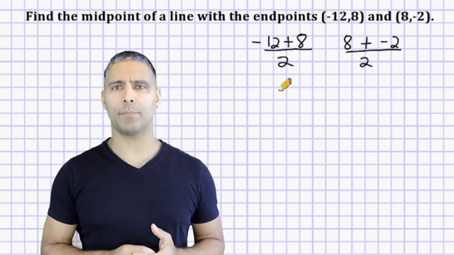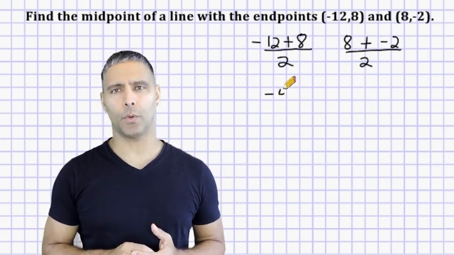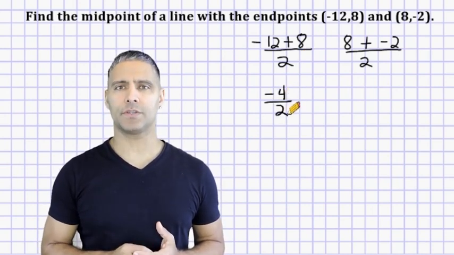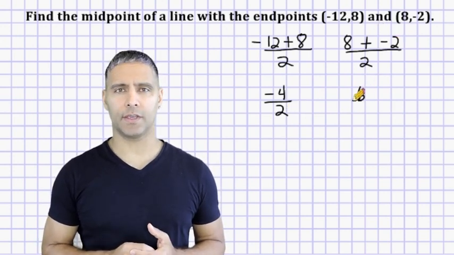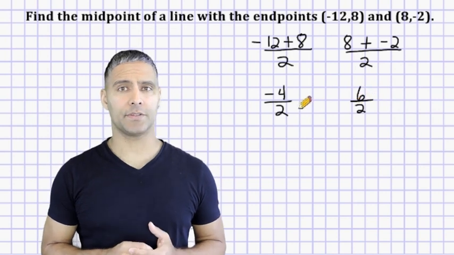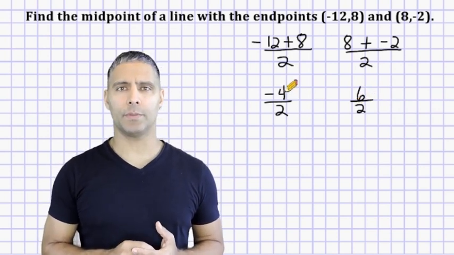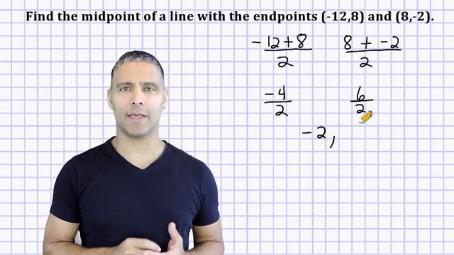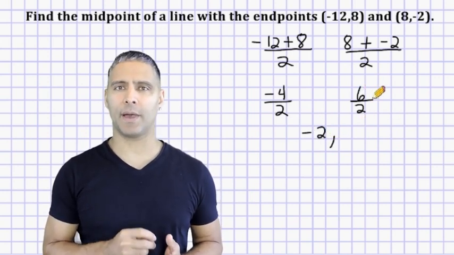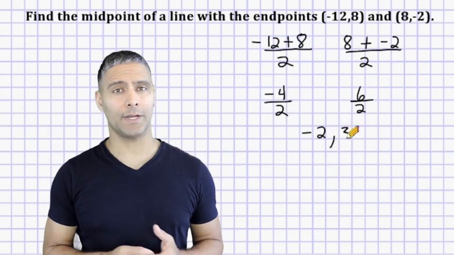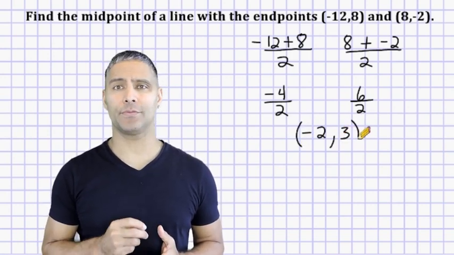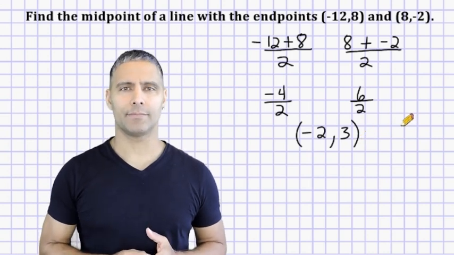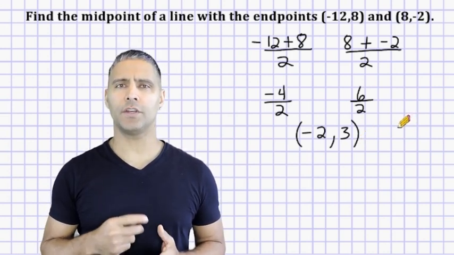So -12 and +8 is a sum of -4. We have to divide that by 2. And +8 and -2 is a total of +6, and we have to divide that by 2. So our x value is going to be -4 divided by +2, which is -2. And the y value is going to be +6 divided by +2, which is +3. So the midpoint of this line is going to be located at -2, +3. All right, let's go ahead and do another example.